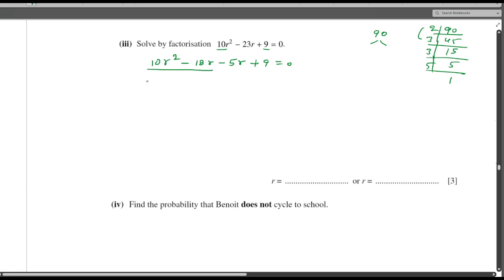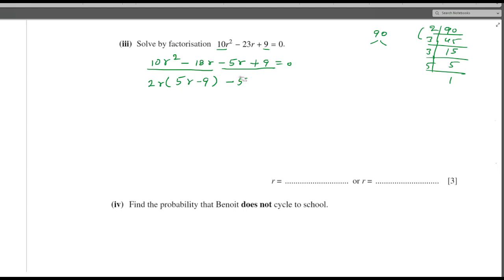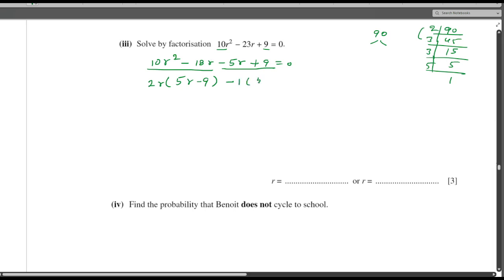From this I will take 2r common, so it is 5r minus 9, and from here I will take minus 1 common. So minus 1 common gives me 5r minus 9. If you take the negative sign common, you have to change the sign of each term. This is equal to 0.